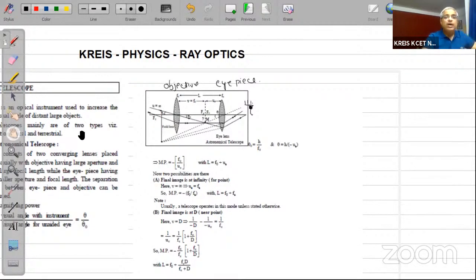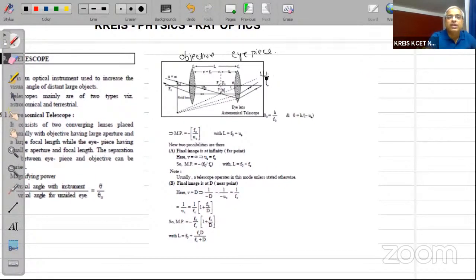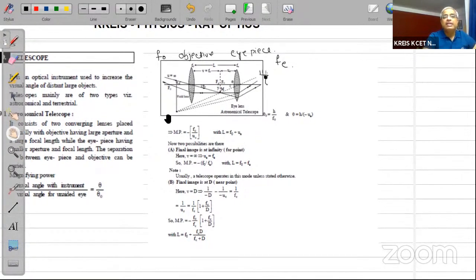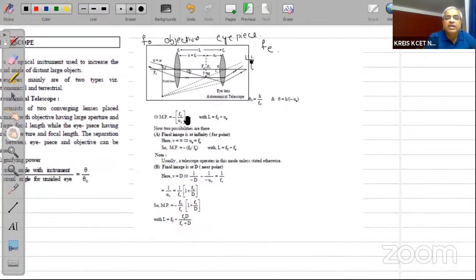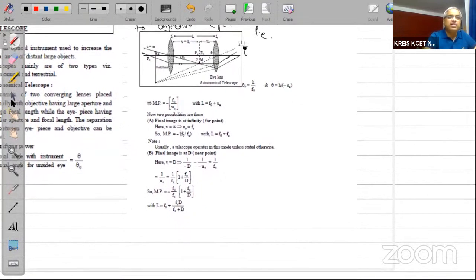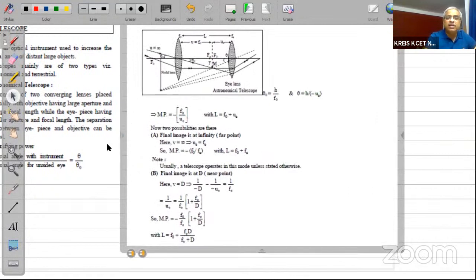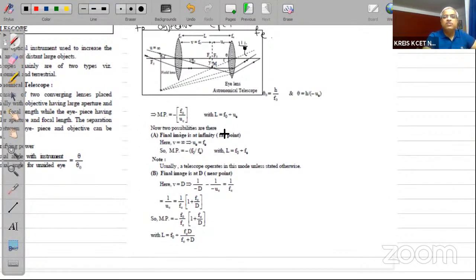Okay. Now if the objective lens basically has a focal length of f0, eyepiece has a focal length of fe, it can be shown that the magnifying power will be given by f0 by fe. ಫೈನಲ್ ಇಮೇಜ್ ಫಾರ್ಮ್ ಆಗುತ್ತಲ್ಲ, ಇಫ್ ಇಟ್ ಇಸ್ ಅಟ್ ಇನ್ಫಿನಿಟಿ, ಇಲ್ಲೂ ಕೂಡ ಅದೇ ತರದ್ ಬರುತ್ತೆ. Okay, when it is formed at infinity, then the magnifying power will be given as minus f0 by fe.